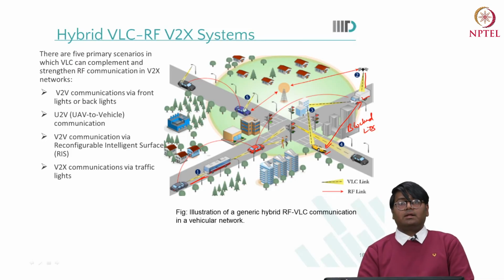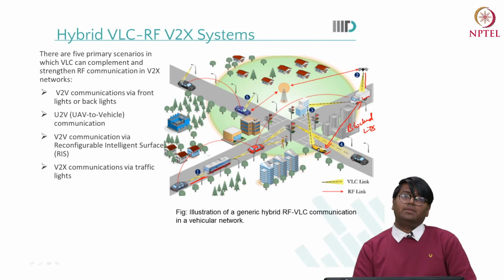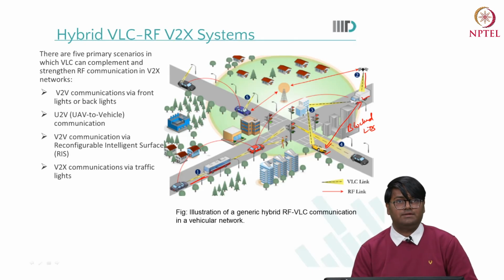Now, in order to improve the communication reliability, we can make use of the reconfigurable intelligent surfaces on the buildings at the road intersection. So this can improve the communication reliability between the vehicles which are in the blocked line of sight.